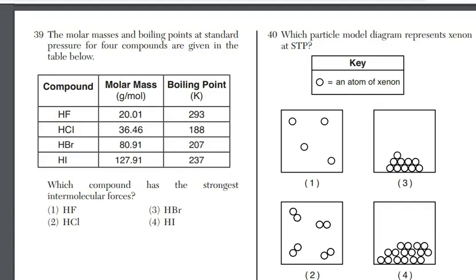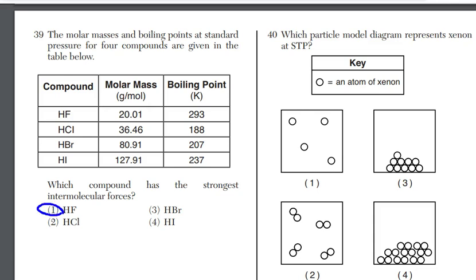Moving on. For question 39, we're given 4 compounds. We're given their molar masses and their boiling points, and we're asked to figure out which compound has the strongest intermolecular forces. Now, this is something you might have already memorized, and you don't necessarily need the information in the table to figure it out, that your answer here is going to be choice 1.